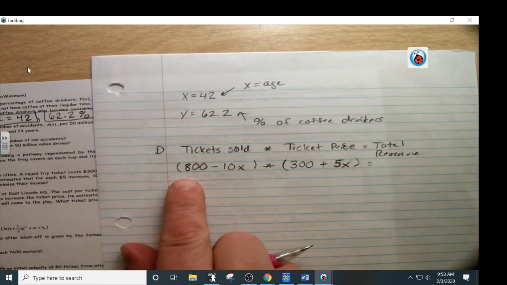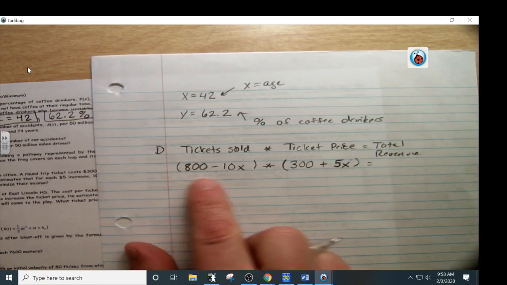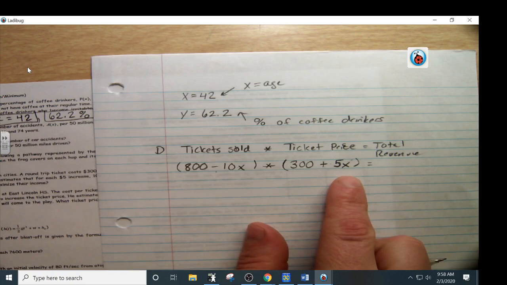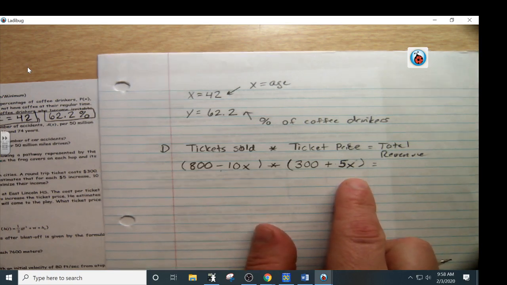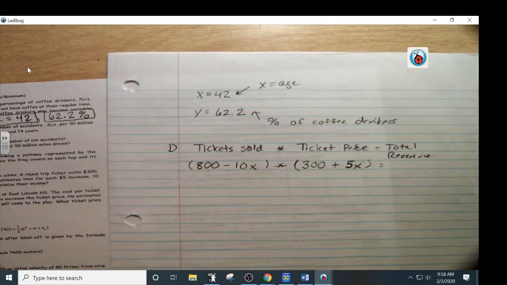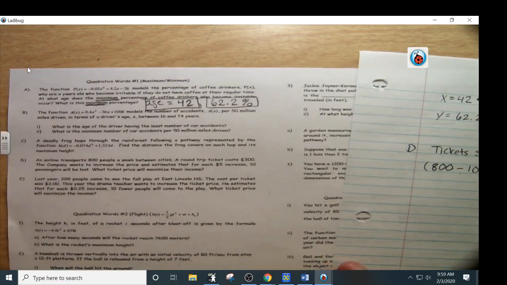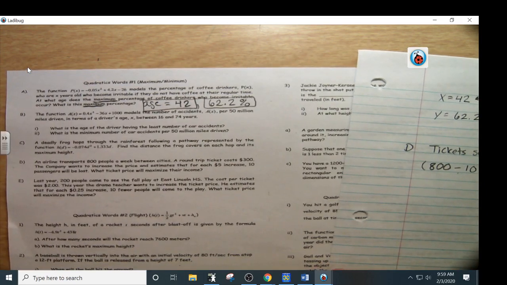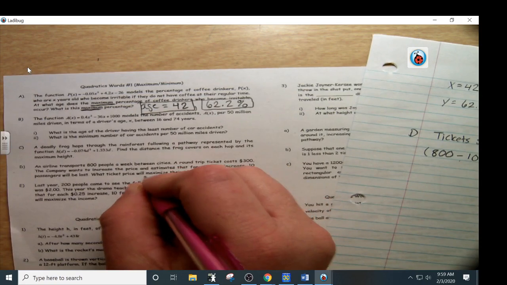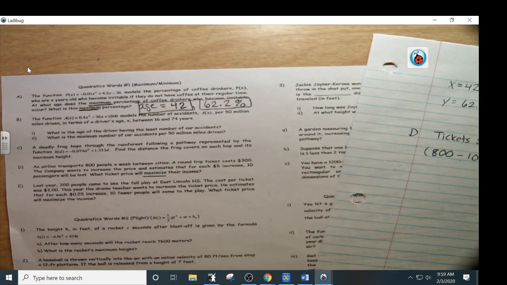So guys, here's what we need to do. We need to take this and put it in our calculator. Now, guys, are we trying to find the vertex, the x-intercepts, or what are we trying to find? Look at your paper. What ticket price will maximize their income? That's the vertex. Guys, just going by your keywords.